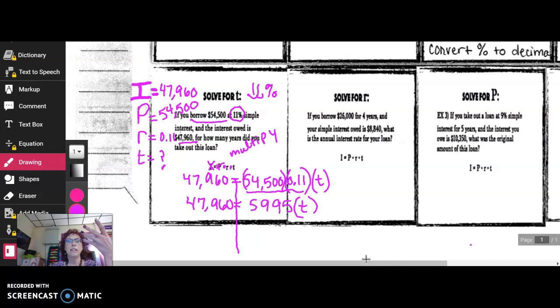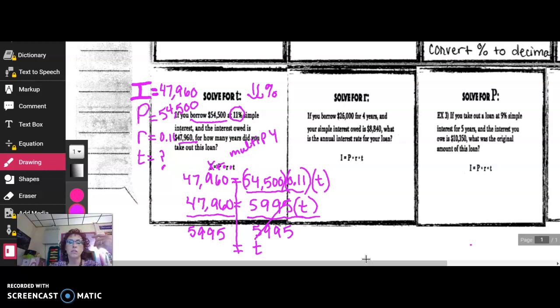The way that I get t so that it's all by itself is I do the inverse operation of multiplication, dividing both sides by the coefficient. And there you go. When I do this division, 5,995 divided by 5,995, that really just equals 1. And that's what we want. We just want 1t all by itself. So I don't really want to say it cancels. It just causes it to equal 1.